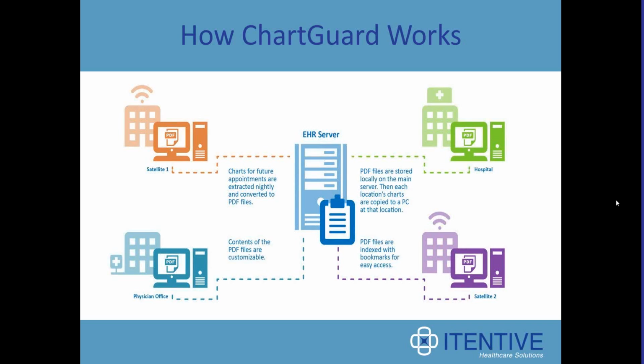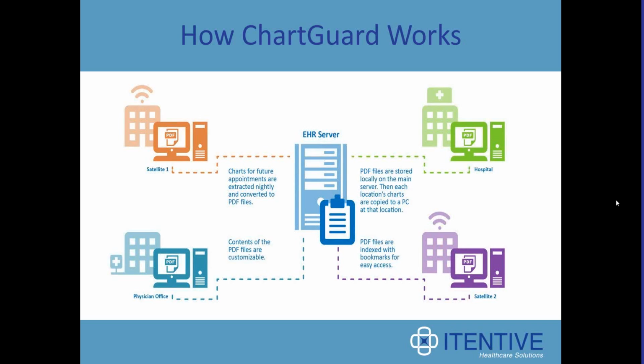So the way ChartGuard works is each night it's going to go out and look at your NextGen database. It's going to query your appointment schedule, and it's going to create PDF versions of the old paper chart. And you know those PDF files, right? We're downloading them on the internet. You can open them on practically any device, your PC, your Mac, your Android phone, your iPhone, your tablet. So the nice thing about PDFs is that they're what we call portable, and you can open them pretty much anywhere.